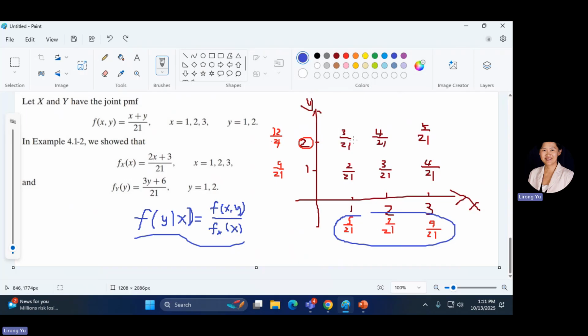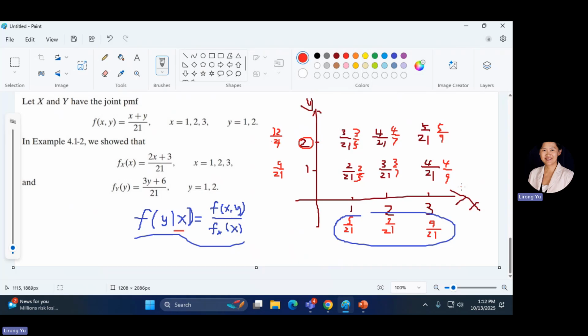So the first one is 3 over 5. Instead of 3 over 21, it's 3 over 21 divided by 5 over 21, which is 3 over 5. This is after you know that x equals 1. And then 2 over 21 divided by 5 over 21 is 2 over 5. This one is going to be 4 over 7, and then 3 over 7, conditional on x. And this is going to be 5 over 9, and 4 over 9.